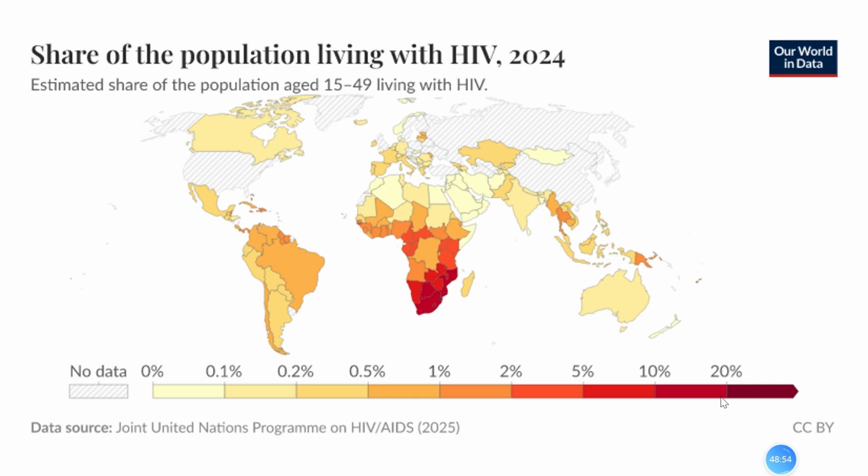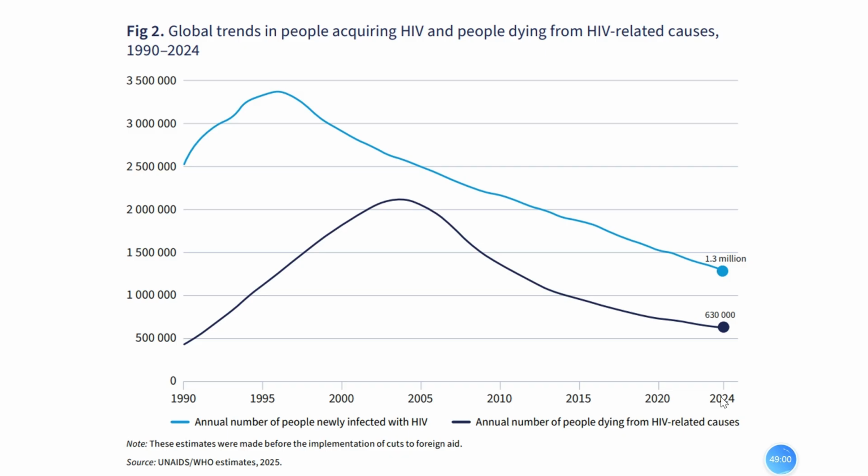And let me show you, things are getting better than before. This is the data of global trends in people acquiring HIV and people dying from HIV-related disease. The blue one is the people newly infected with HIV.